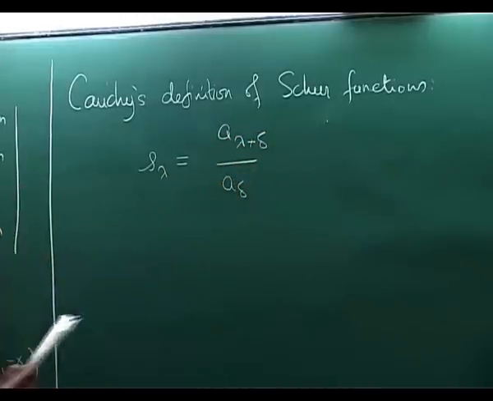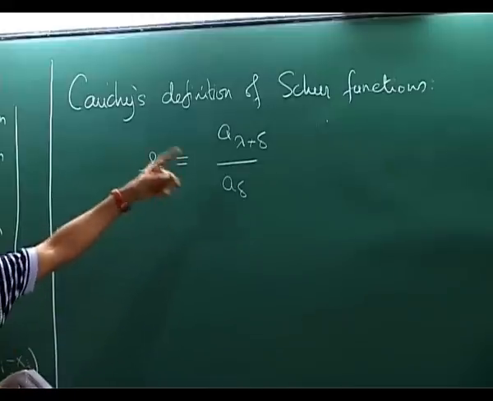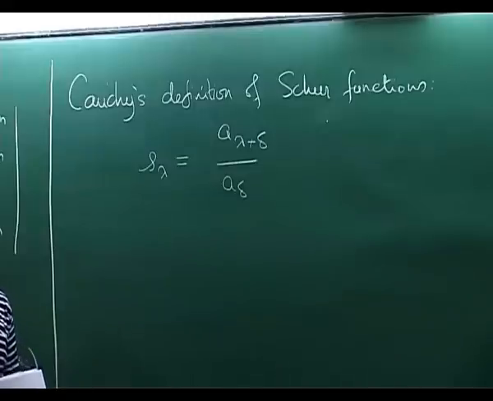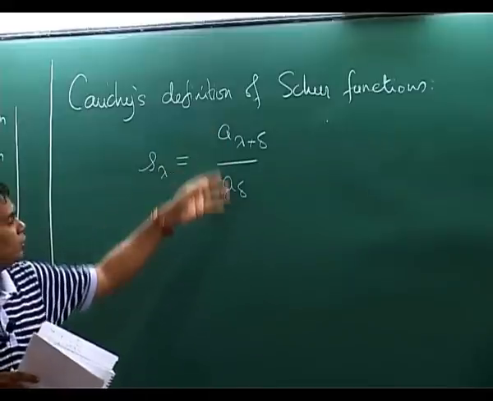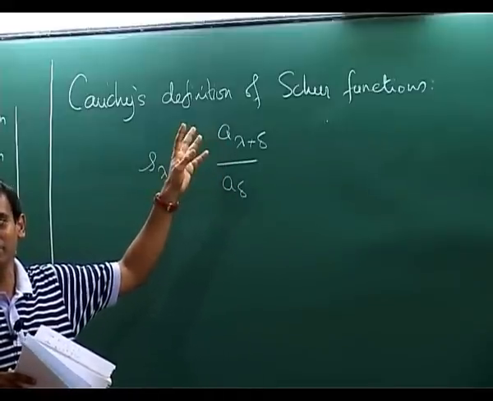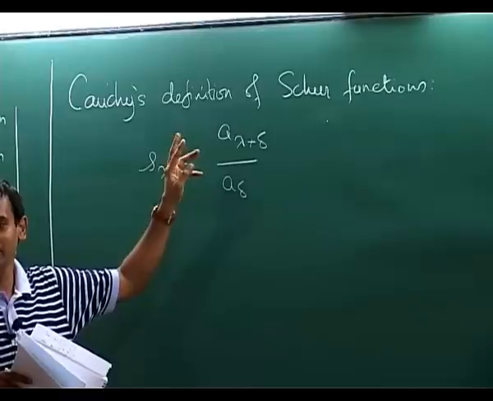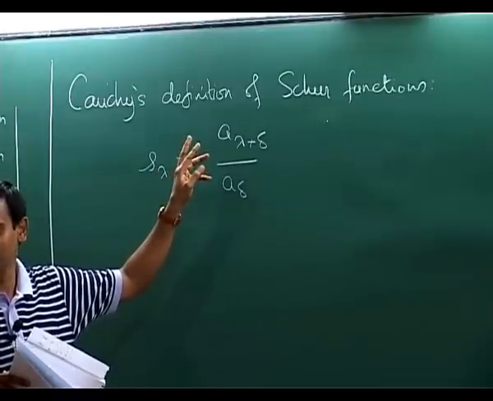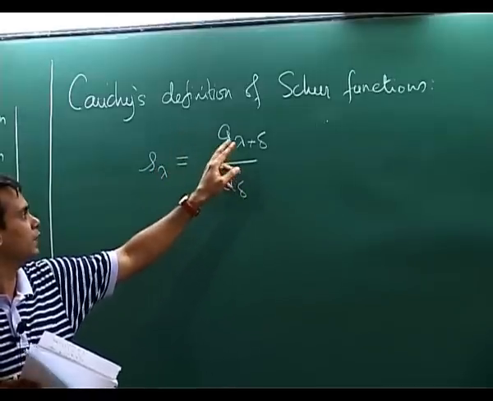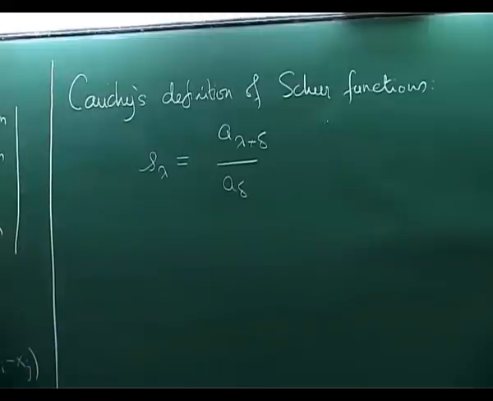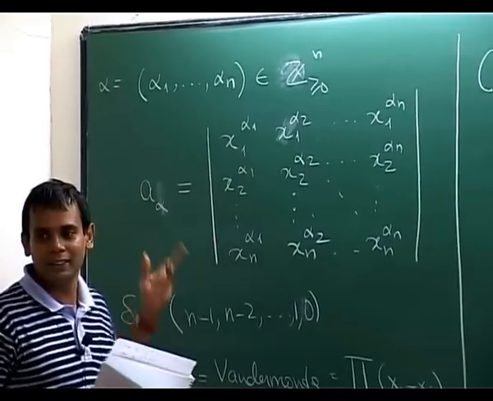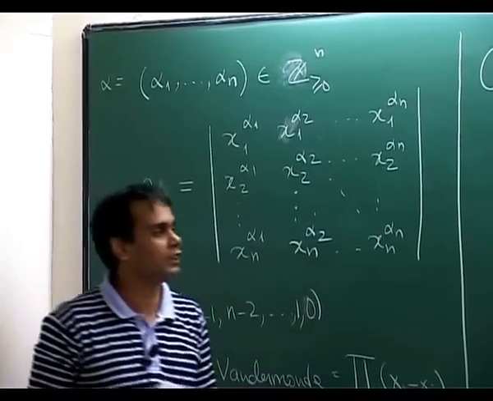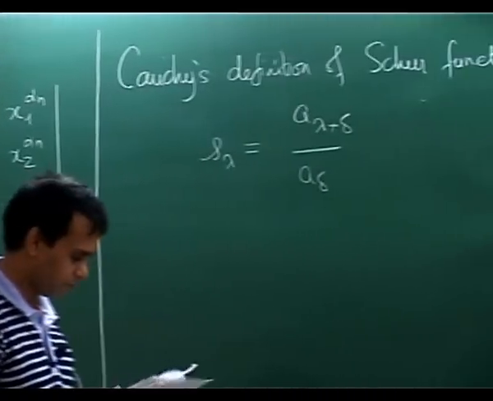You can just take this as a definition, and it's not very difficult to check that this is actually a polynomial, and it's symmetric in the variables x1, x2, xn, because both the numerator and denominator, being determinants, are anti-symmetric in the variables x1 to xn. If you interchange two variables, you will be interchanging two rows of this determinant. So the numerator will change sign and the denominator will change sign. So the quotient will not change sign at all. So that's a symmetric function.